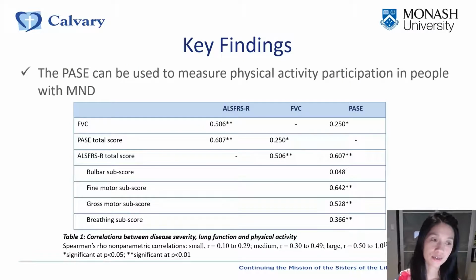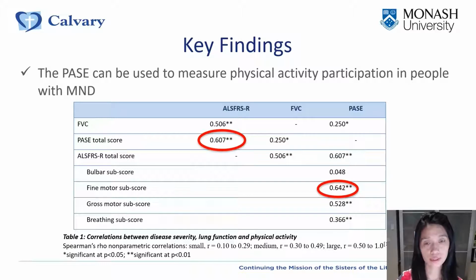So here are our results. We found that the PASE can be used to measure physical activity participation in people with MND. The total PASE score correlates well with the ALS-FRS score, which is the current gold standard in measuring physical function in people with MND. Now, when we look at the subscores, we found that the PASE score has the largest correlation with the fine motor subscores, followed by the gross motor subscores.